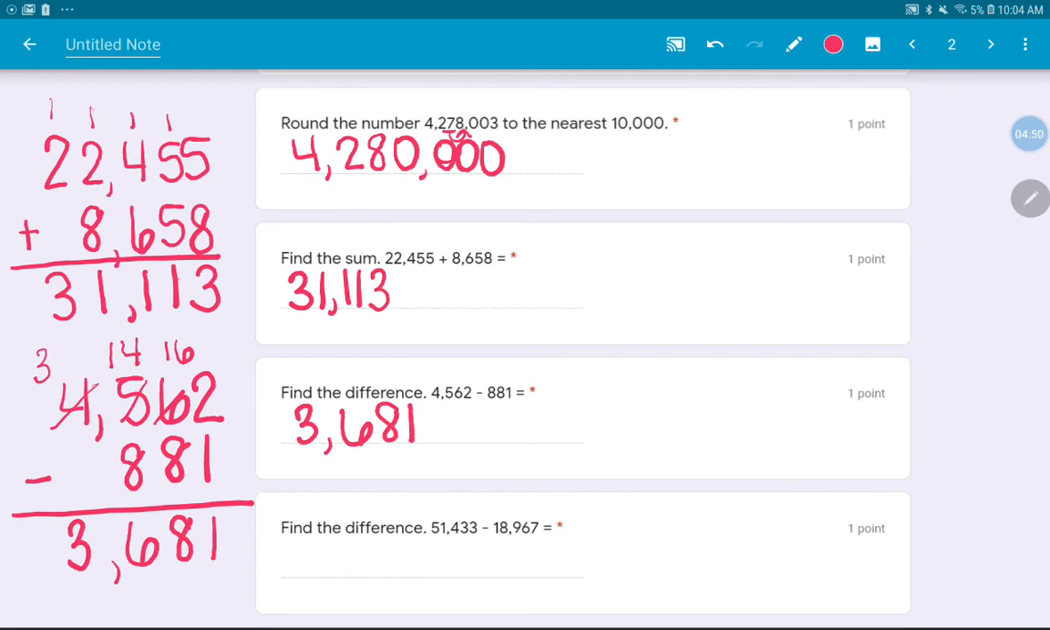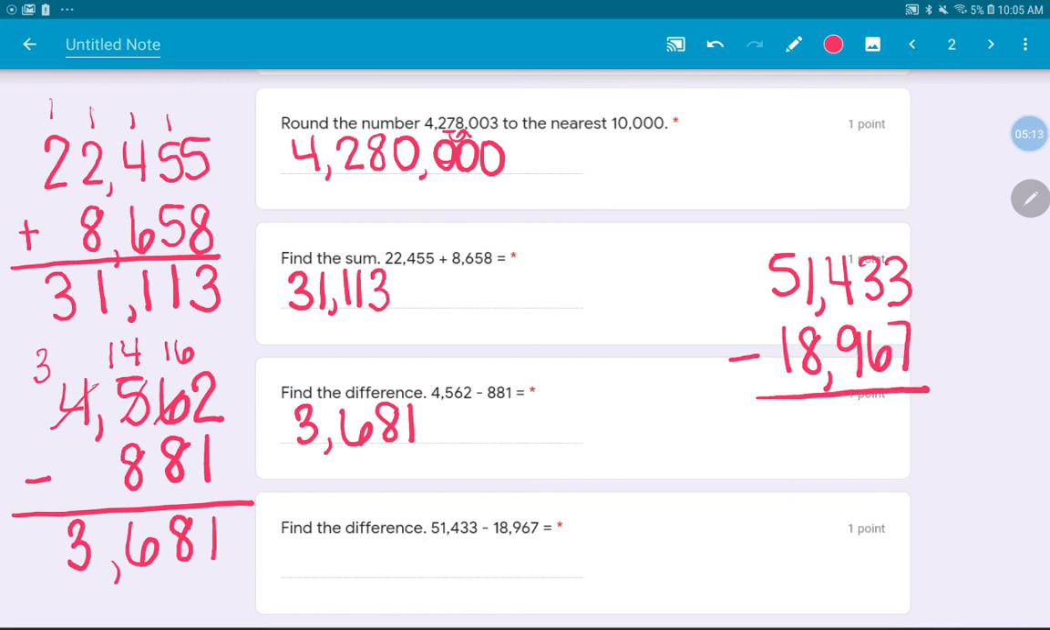Next, we're finding the difference of 51,433 minus 18,967. So we're subtracting again. 51,433 minus 18,967. All right, what do I need to do, Olivia?